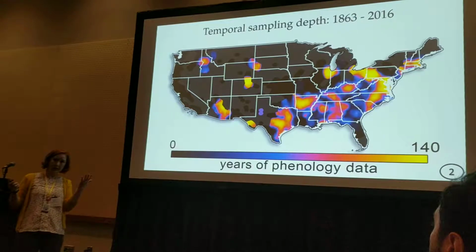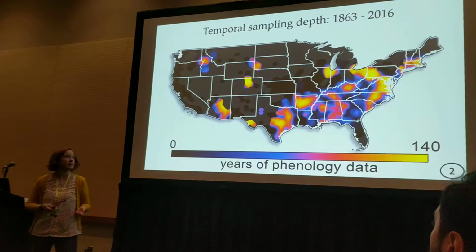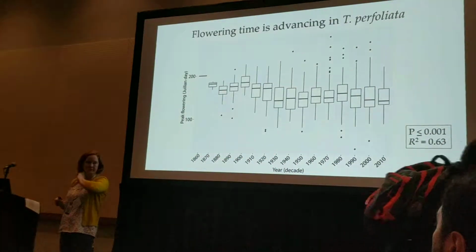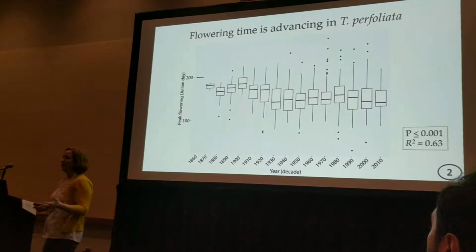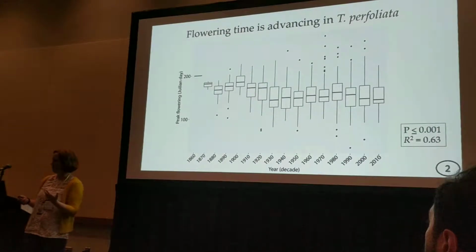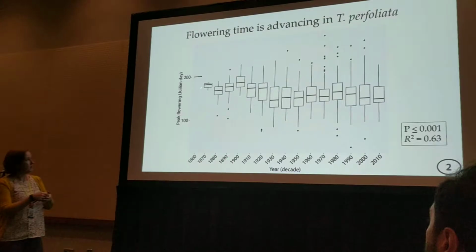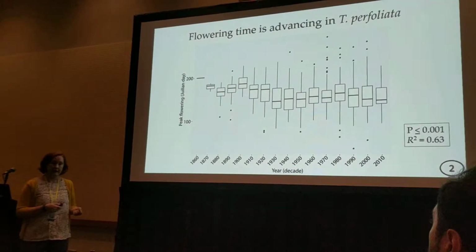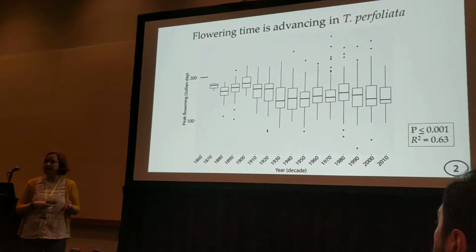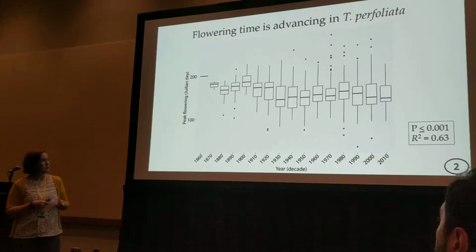Okay, so we got tons and tons of data on phenology. What did we find? Okay, so there's the first part of data I'm going to show you. We found that overall, across this range, Tritannus perfoliata is advancing in its flowering time. So this is similar to what a lot of people are seeing in a lot of species. These are box plots of peak flowering date by decade. And in this model, this was our geospatial analysis, latitude, elevation, and year were all significant predictors of variation in flowering time.